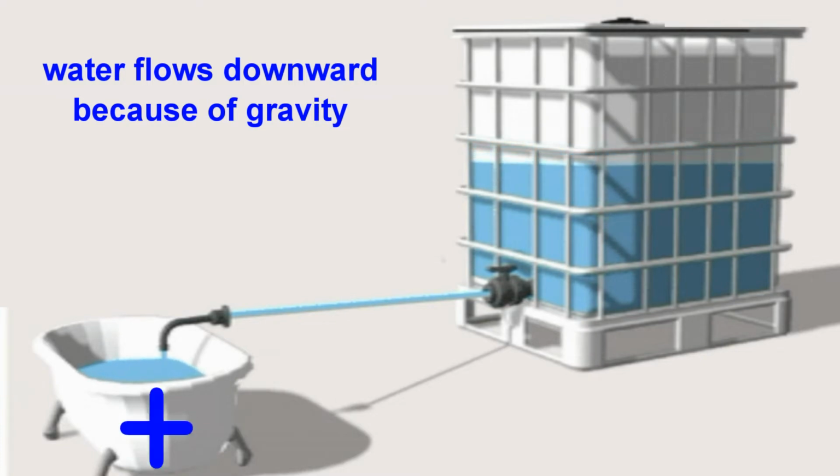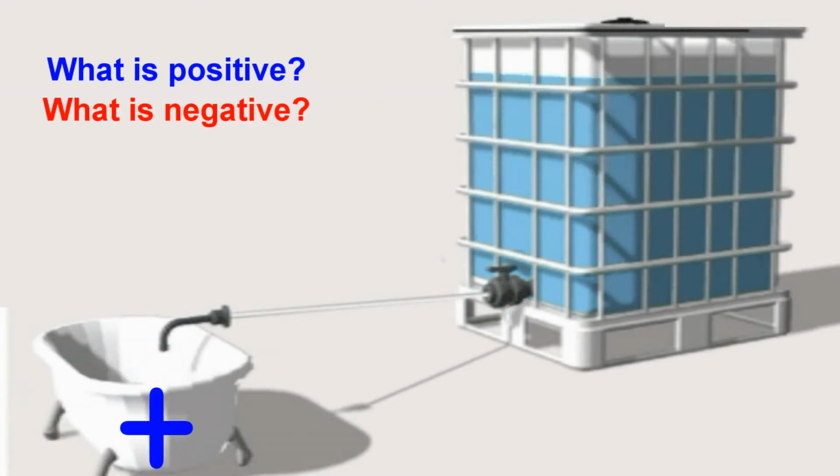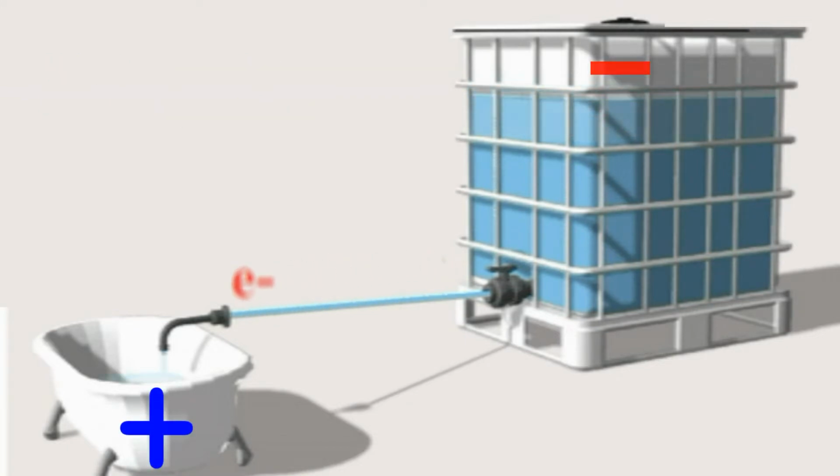What do the terms positive and negative mean in physical terms? What physical entity compels the electrons to rush downwards toward the positive pole?